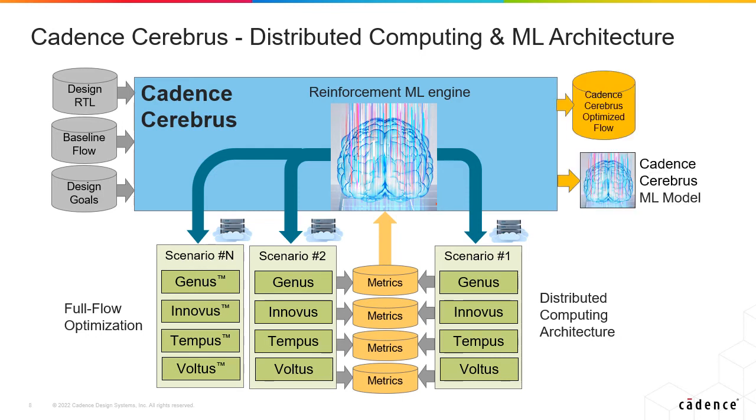On completion, Cerebrus generates a recipe that captures the optimized flow, which can then be replayed as a one-shot flow on future revisions of the same design. Also, a machine learning model is generated and saved that can be used to transfer learning from one design to another design. Reusing this model as a starting point for future Cerebrus flow optimization will significantly reduce the learning time for future projects.